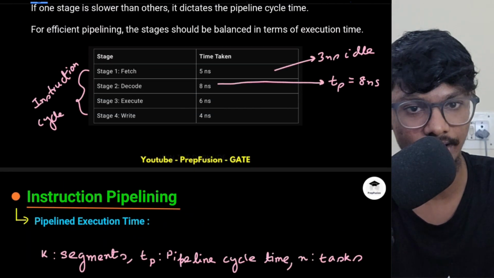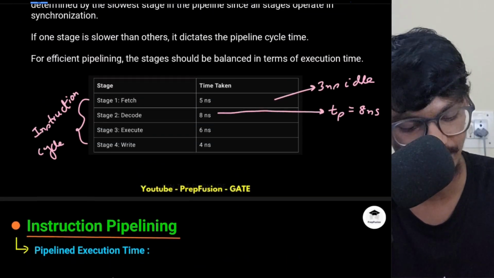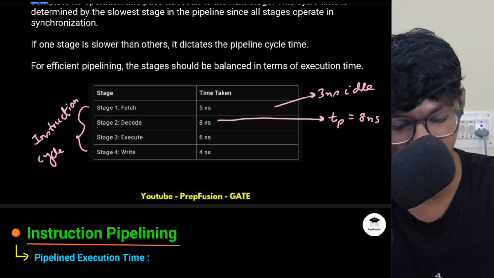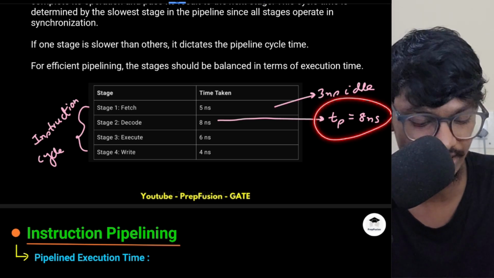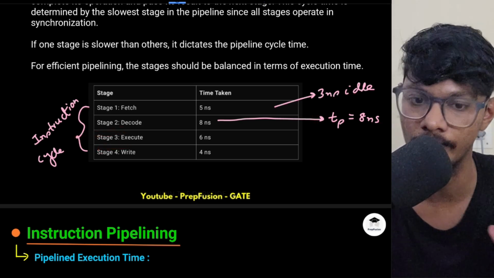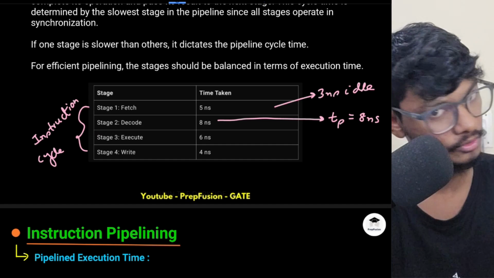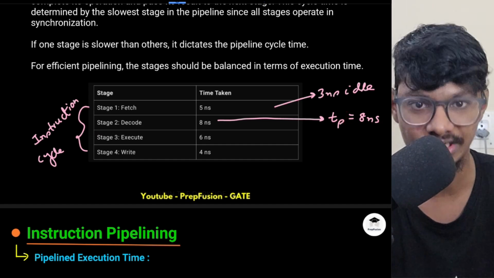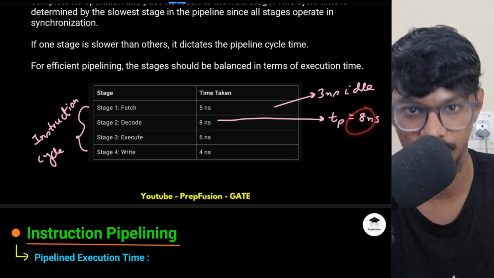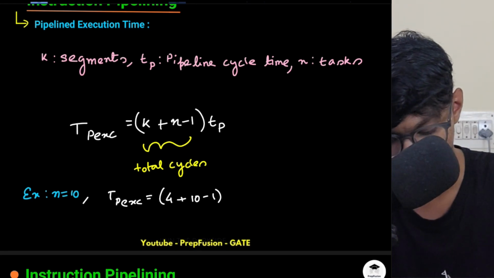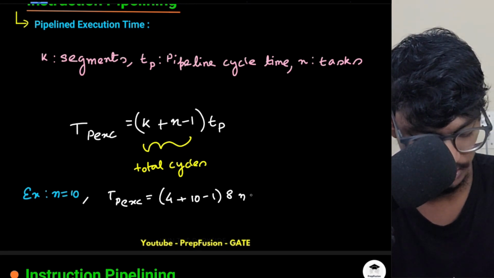So what should be the ideal? Obviously you can choose a higher cycle time than this, but you cannot choose a lower cycle time than this. This is a minimum of 8 nanoseconds that you have to at least give for all the stages to completely perform properly. You can choose higher, you can choose 10 nanoseconds, that's fine, but your system will be slower. So obviously we'll choose the minimum best one, 8 nanoseconds. So the pipeline cycle time will be 8 nanoseconds.